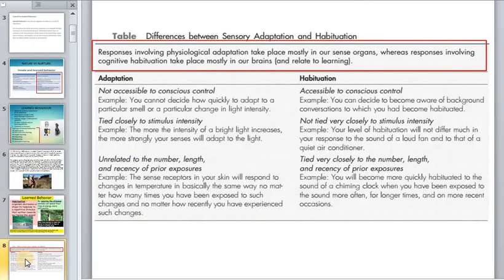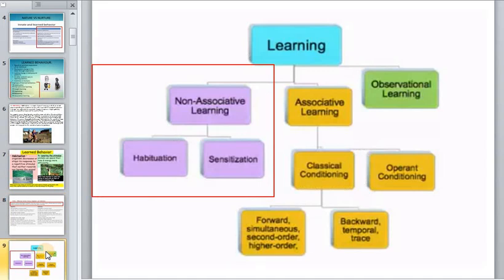And here we see the difference with adaptation. You often hear the word adaptation, but it is not the same as habituation. Responses involving physiological adaptation take place mostly in our sense organs, whereas responses involving cognitive habituation take place mostly in our brains. Special nerve centers which contact with our special organs, and it's not the same as habituation. And here we see the new slide.